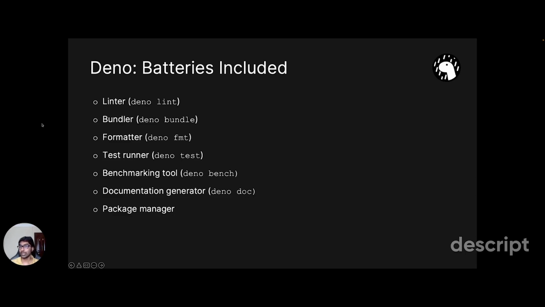You probably need to set up a linter like ESLint, you need to set up a bundler like Webpack, and you need to make sure that it's able to process TypeScript files, you need a formatter like Prettier, and so on. The cool thing about Deno is that it comes with all of these things out of the box. You get a linter, a bundler, a formatter, a test runner, and you also get some pretty advanced tools like a benchmarking tool and a documentation generator, which are pretty handy for any project out there.